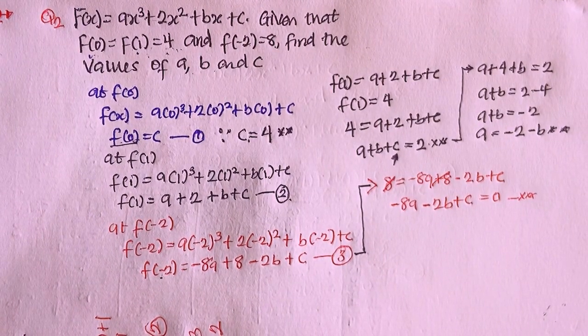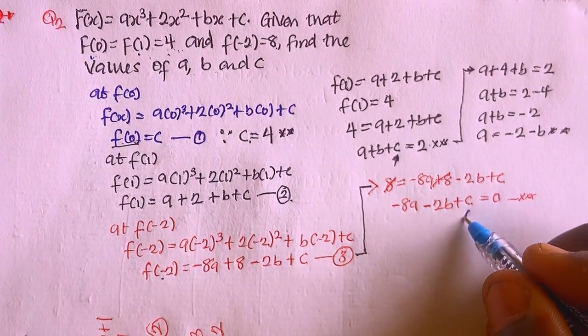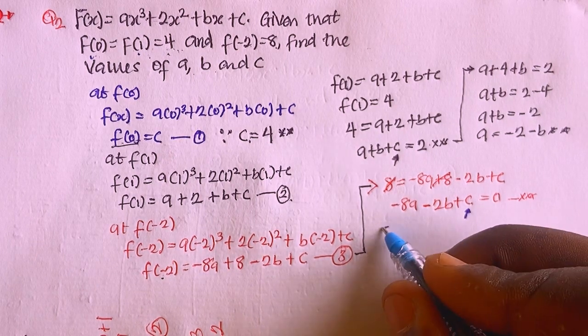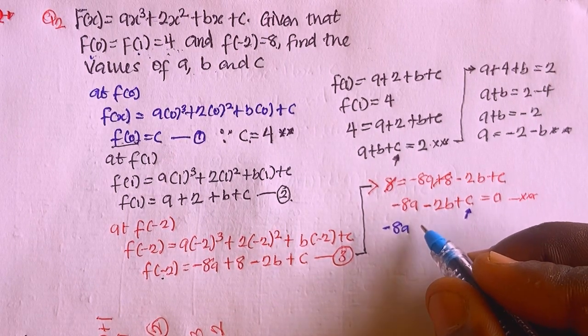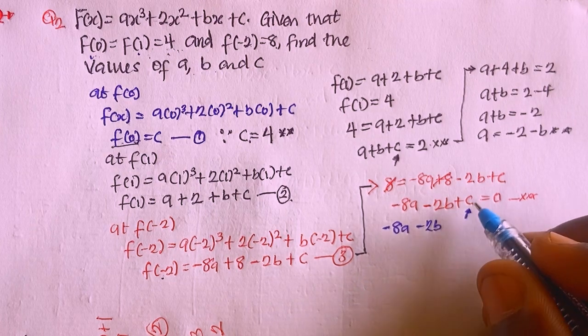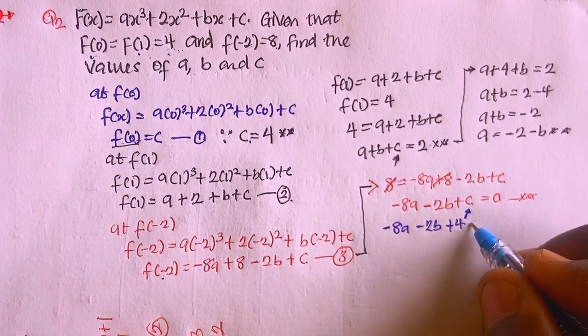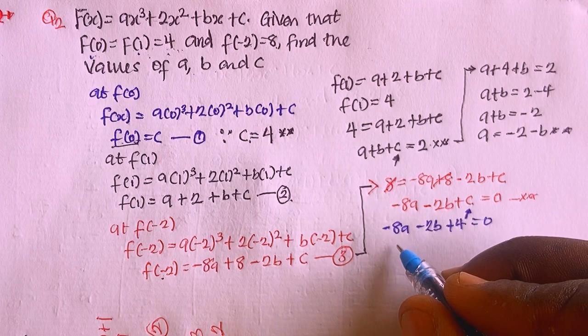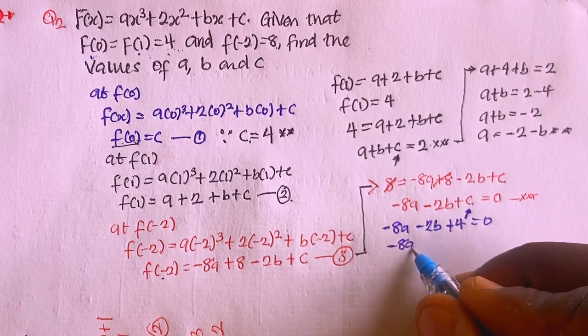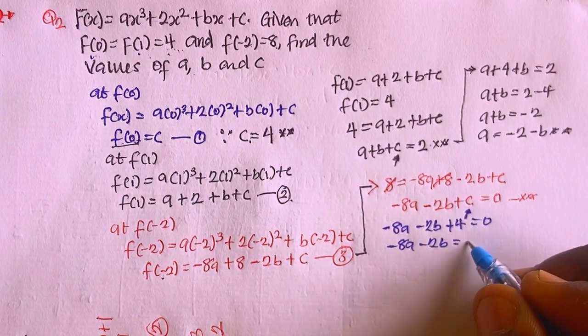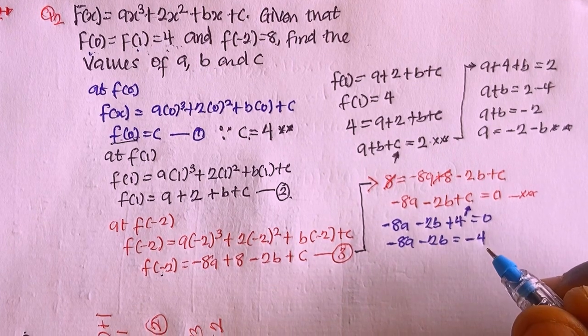Let's start this also. Now after that, we come back here. What if we substitute our value of c to be 4 here also? We are going to have minus 8a, then minus 2b, then plus 4 equals 0. So here we simply have minus 8a minus 2b equals minus 4. So it's very simple.